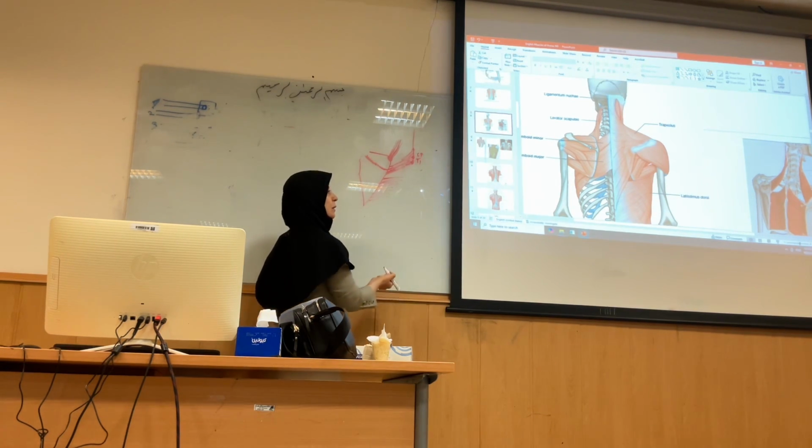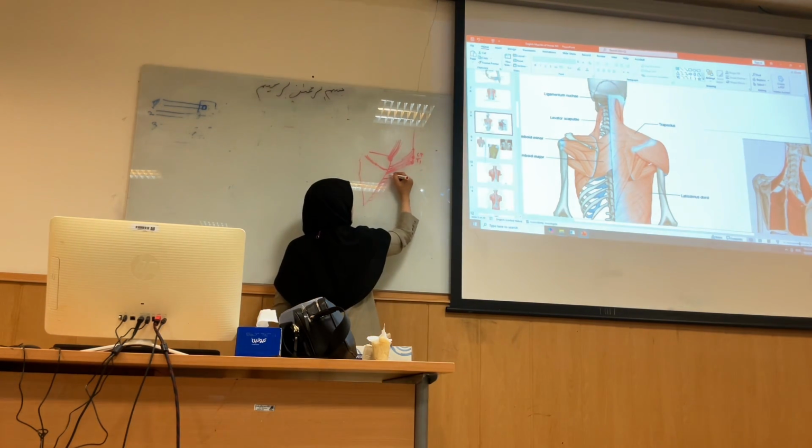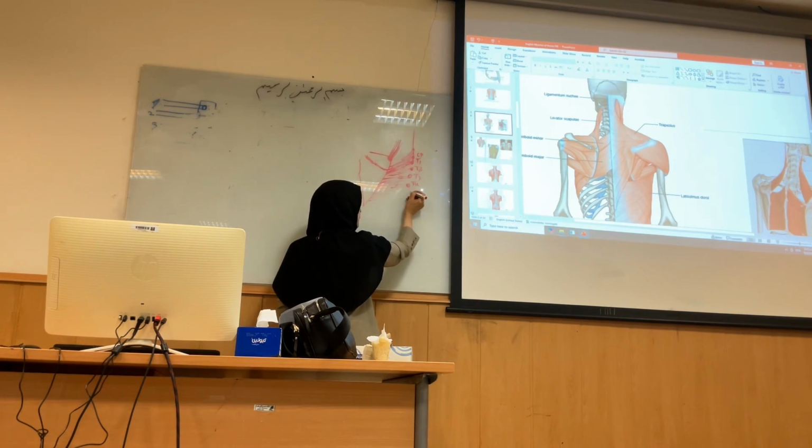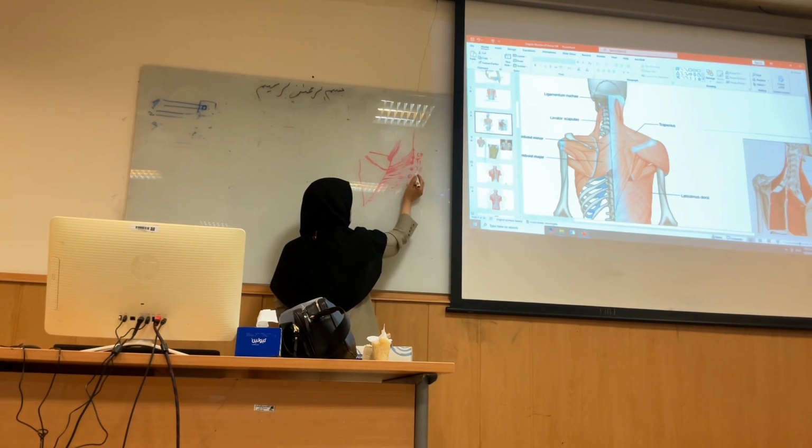What about the rhomboid major? The rhomboid major has connection to the spinous process of T2, the spinous process of T3, the spinous process of T4. Now we have variation. Sometimes the fibers bypass, but T2, T3, T4. Okay?